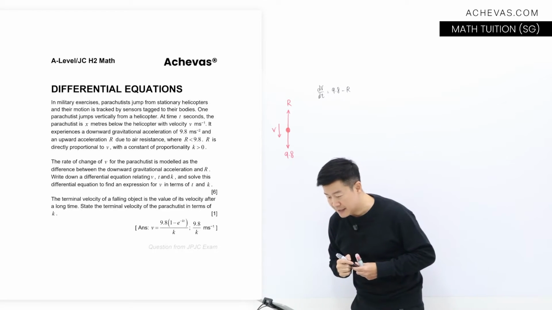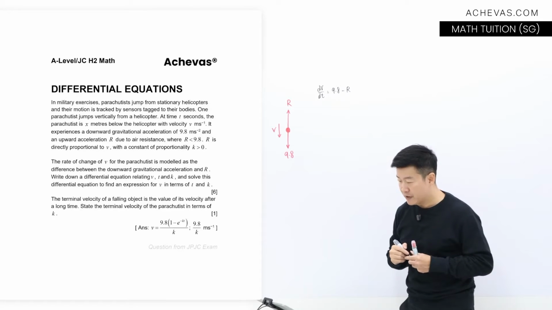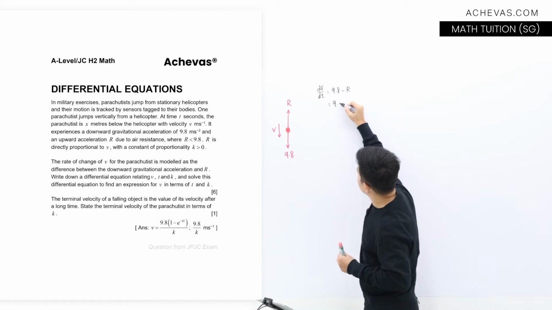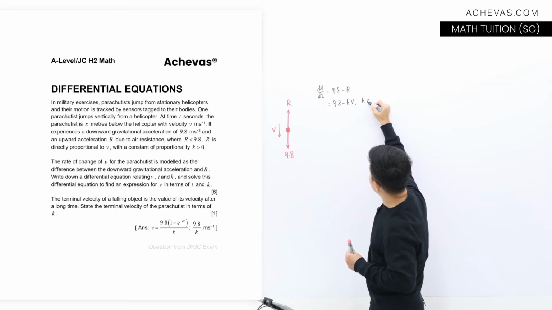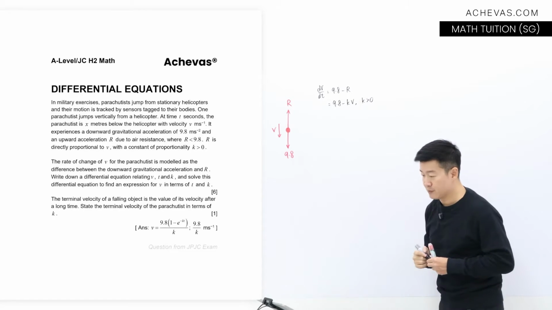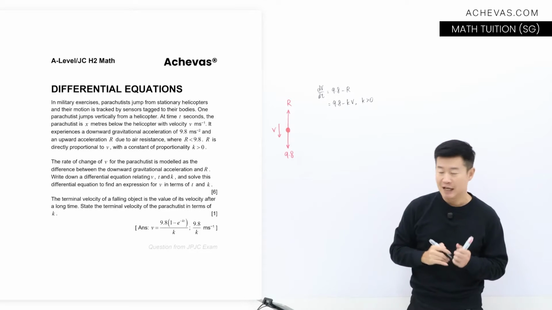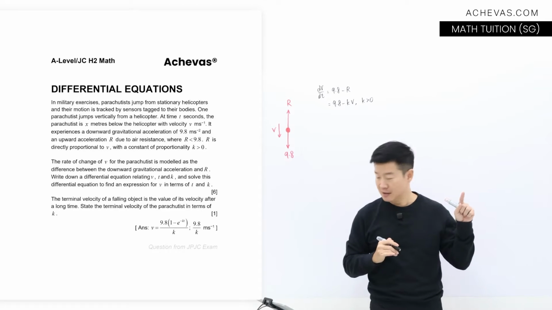The question tells us that R is directly proportional to V with a constant of proportionality K, and K is bigger than 0. I'm going to put that in. So 9.8 minus R, which is KV, and K is bigger than 0. Based on this, we are going to try to solve the differential equation and express V in terms of T and K.